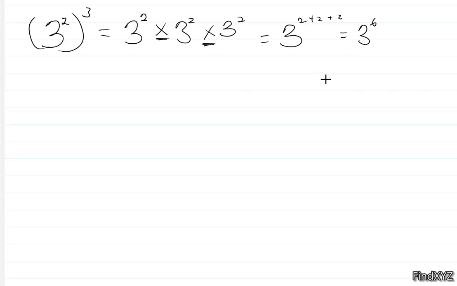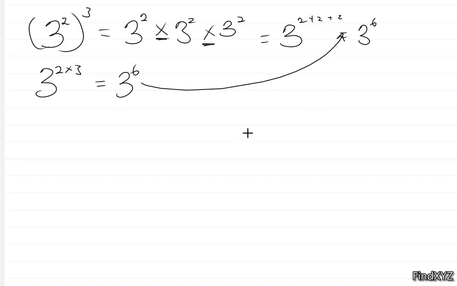Is there any way of arriving at 6 without expanding? So look at this. I can clearly just write 3 to the power of 2 times 3, then I can write it as 3 to the power of 6. So you realize that they are giving us the same value. So what can we generalize from this? What we can conclude is that anytime I have a to the power of n to another exponent, let's say m, I can just write a to the exponent m times n. I can just multiply the exponent without expanding.